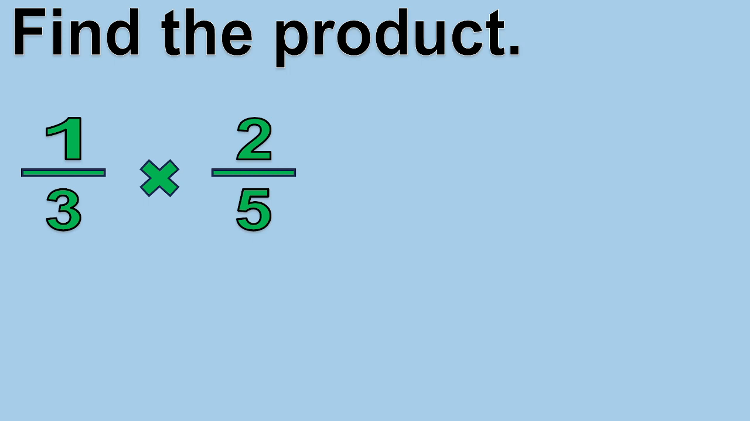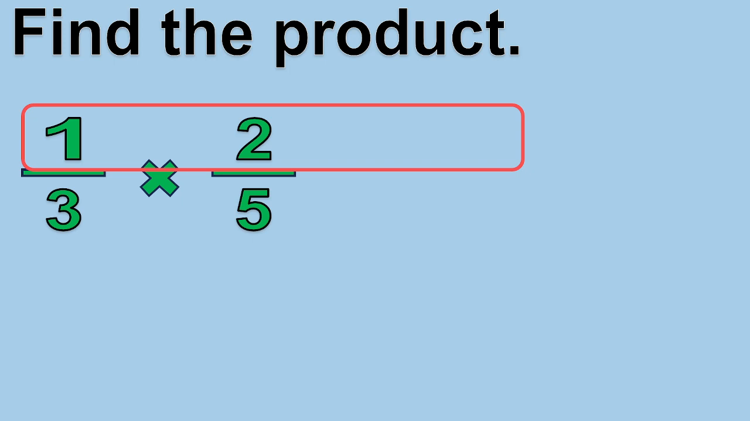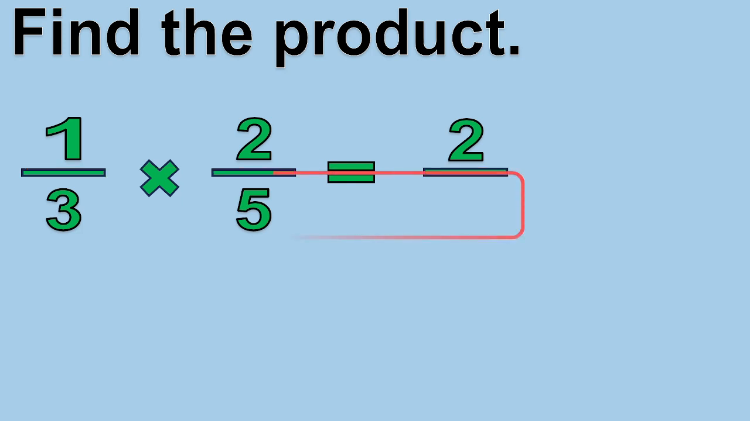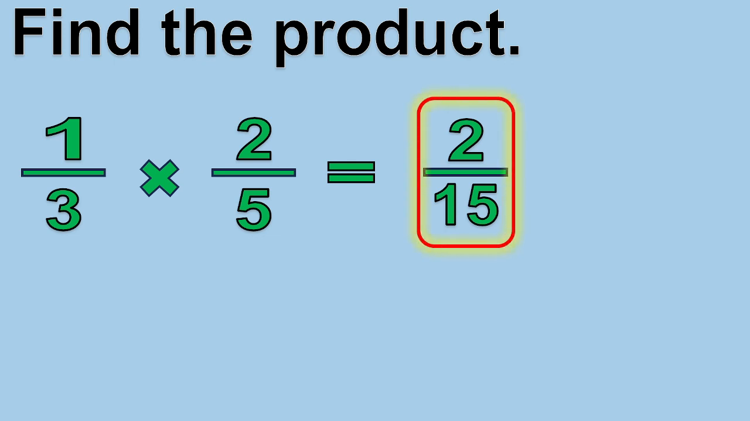First, we start by multiplying the numerators. We have 1 times 2. 1 times 2 equals 2. Then, multiply the denominators. We have 3 times 5. 3 times 5 equals 15. Since 2/15 is in the lowest term, our final answer is 2/15.